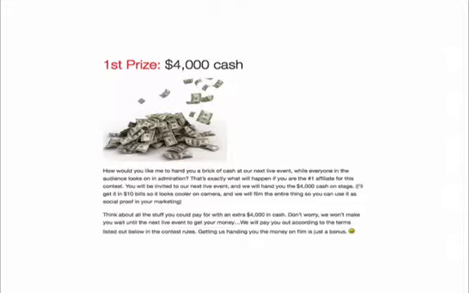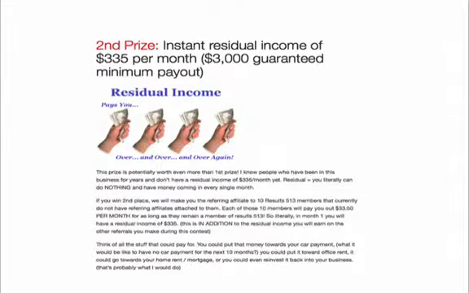Now that leads me to second prize, and that is an instant residual income of $335 per month, and this has a $3,000 guaranteed minimum payout. In my opinion, this definitely has the potential to be worth even more than first prize. So I would be totally happy with either one of these. It'll take you a little bit longer to get the full payout with this, but you have the potential to actually earn more.